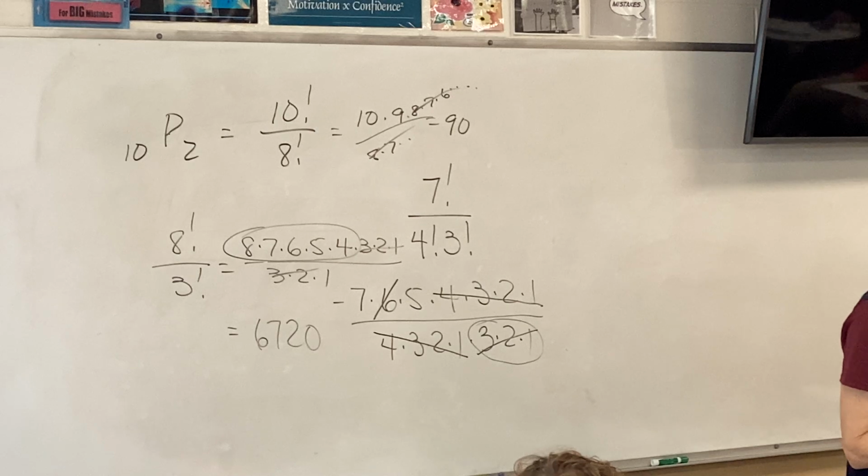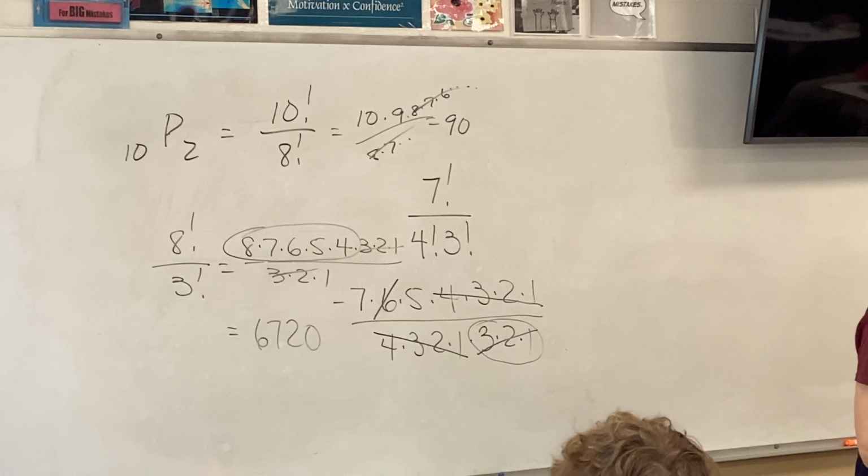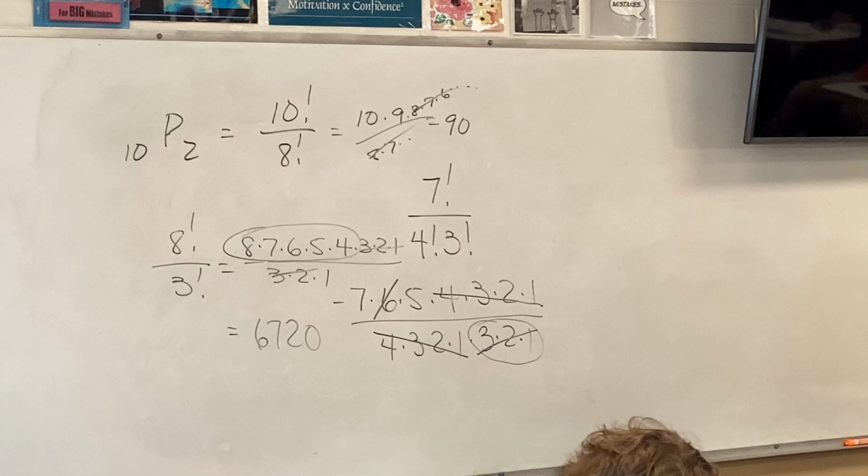30% of Maggie's M&Ms are green. 20% of Maggie's M&Ms are yellow, and so on. So we have 30%, 20%, 20%, 20%, 10%. That's 100%. That's hers. And then Elizabeth has a little bit different percentages.